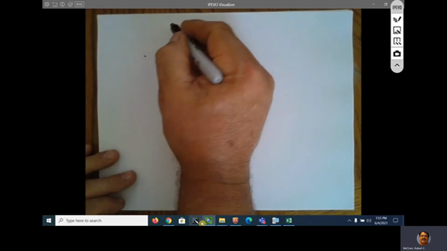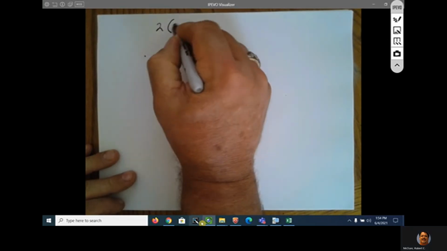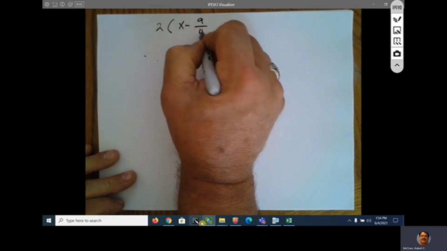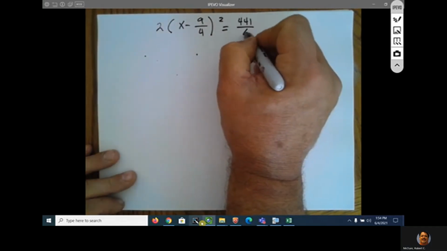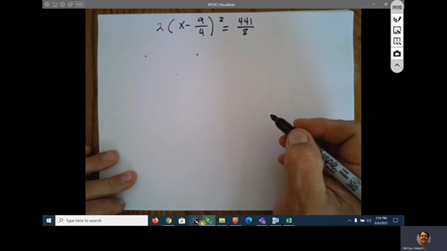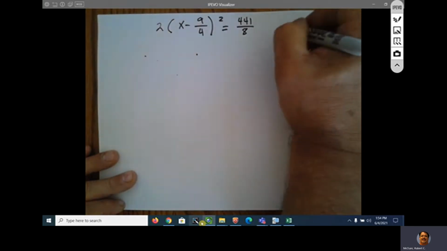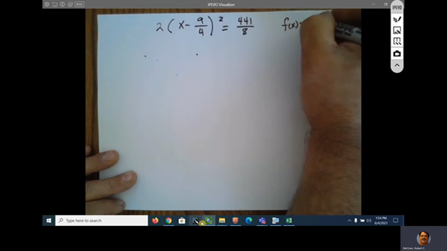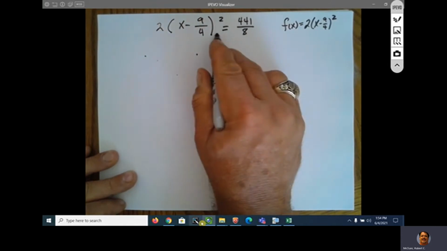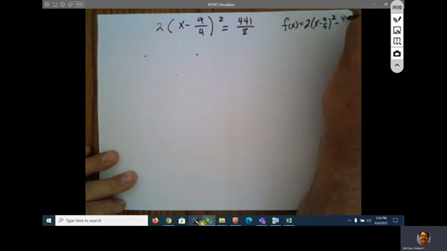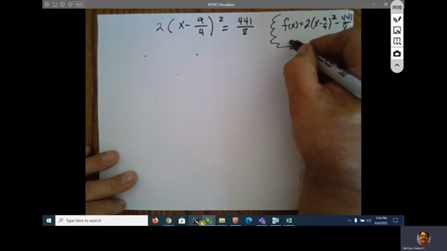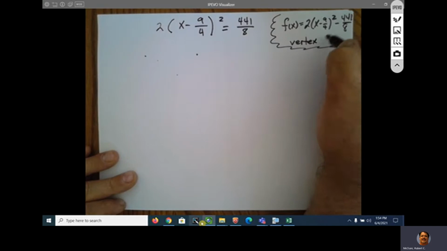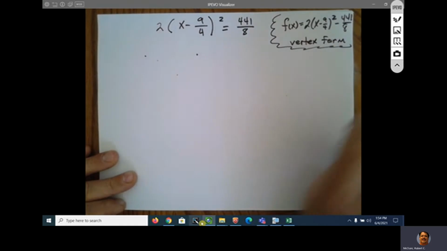And if you did the 10 or 12 problems on the video, you know that we are going to write it in vertex form, because some of the test questions like that. And I'm going to write vertex form over here. F of x, put f of x in front of it. 2 times x minus 9/4 squared, and then bring this over as a negative 441 over 8. And that's called vertex form. And some of your homework questions or test questions might want it in vertex form.